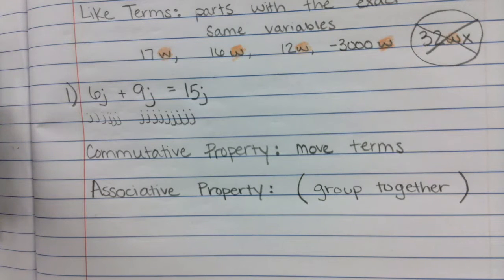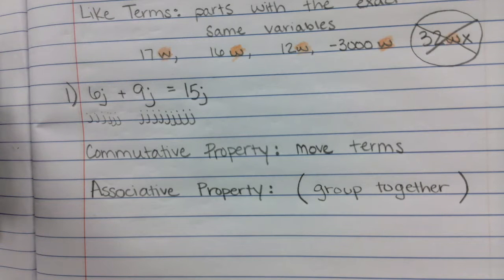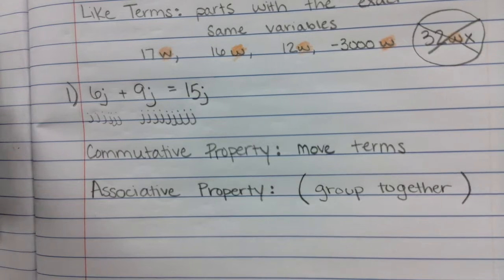So commute means to move. Associative means to group. How are we doing? Still bored? A little bit? It's kind of a lot going on. Alright, so this commutative and associative, in intermediate algebra, we're going to use these a lot. We don't always take time to name them. Sometimes our brain just does it, without taking time to be like, oh, this is the commutative property. Oh, this is the associative property.